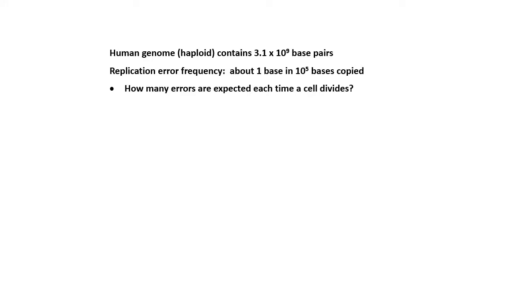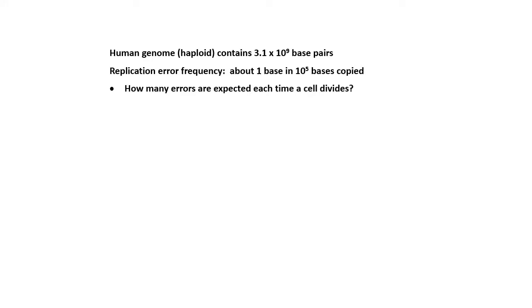So let's just do a quick calculation to see how big a problem this is. As it tells you here, the haploid human genome size is about 3.1 times 10 to the 9, so 3.1 billion base pairs. What haploid means is that if a cell has only 1 copy, or 1 version, of each chromosome, like a gamete, it would have 3.1 times 10 to the 9 base pairs. But most cells, of course, are diploid, which means they have 2 versions of each chromosome. So you've got to take that into account.